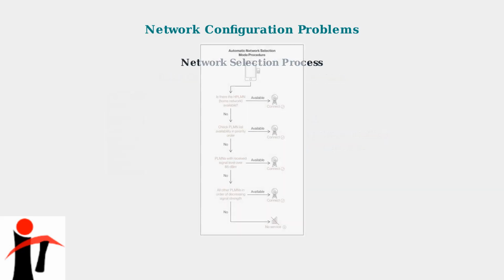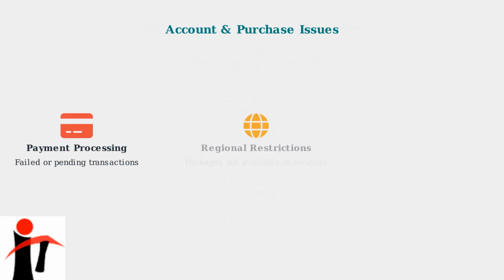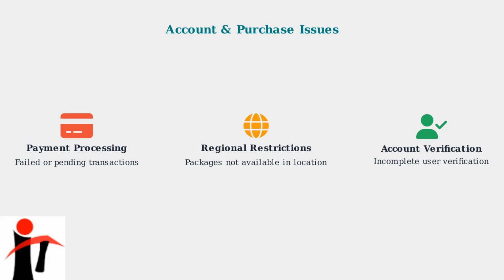Understanding how automatic network selection works helps explain many activation failures. Your device follows a specific process to find and connect to available networks, and interruptions in this process can cause issues. Account and purchase-related issues can also prevent activation. Failed payments, regional restrictions where certain packages aren't available, or incomplete account verification can all be the cause of activation problems.